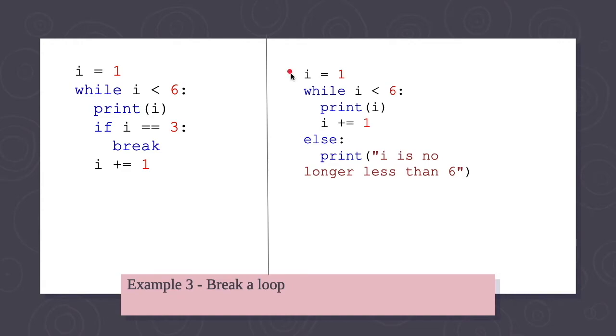Over here, we have I which holds the value 1. As long as I is less than 6, we keep printing I, and then we keep increasing it by 1. As long as it's not less than 6, we then come and print that I is no longer less than 6. I want you to think about this. What do you think will be the output of this code?